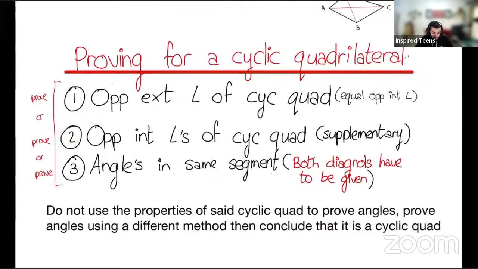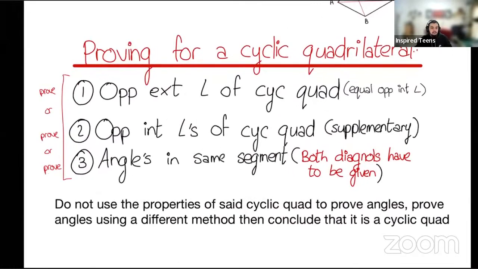Okay, so let's get to this, right? Proving for a cyclic quadrilateral. So number one is opposite exterior angles of a cyclic quadrilateral. So you can use this rule. Opposite exterior angle of the quadrilateral, because before you prove that it's a cyclic quadrilateral, it's just a quadrilateral. So if you can prove that the opposite exterior angle of the quadrilateral is equal to the opposite interior angle, boom, you've proved that it's a cyclic quadrilateral.